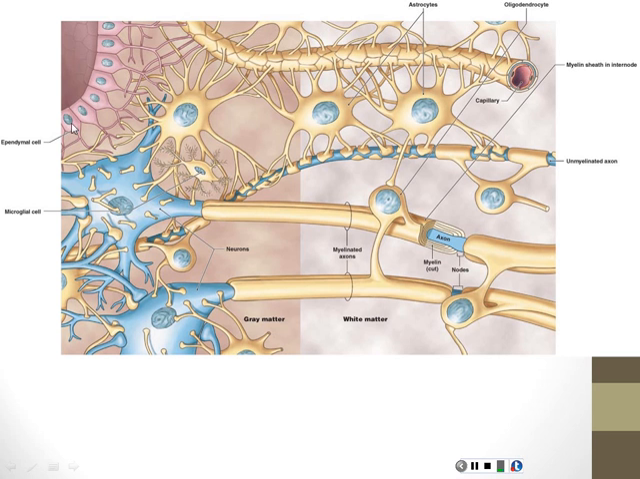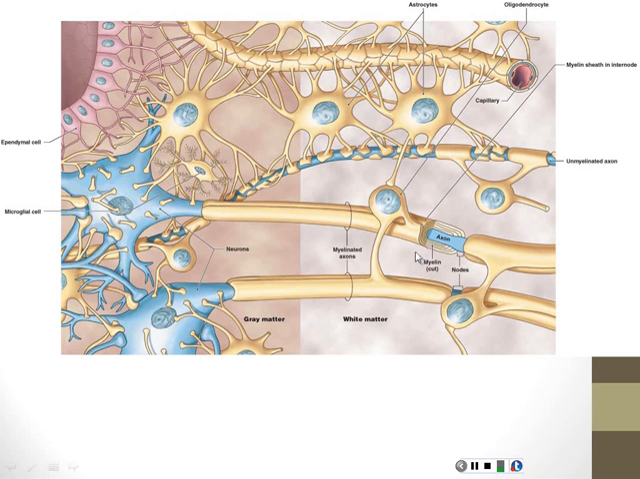The ependymal cells are here. They create cerebrospinal fluid. So they're found mostly in the ventricles where CSF is produced. And then these cells here, they are wrapping around axons. Those are called oligodendrocytes. And they create the myelin sheaths in the central nervous system.